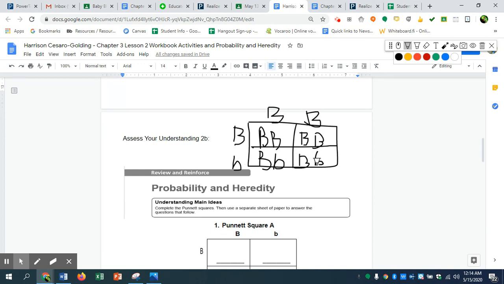So now we're looking for 50% of the offspring to be black and 50% for them to be white. Is that going to work out? No. 100% of the pups are going to be black. We're going to have 50% of the pups be carriers for the white trait. So you'll see how a trait could skip a generation here.